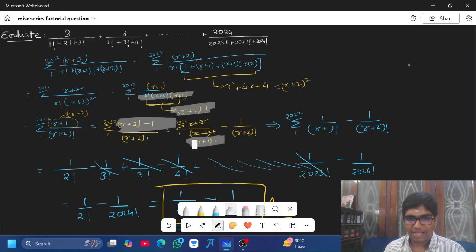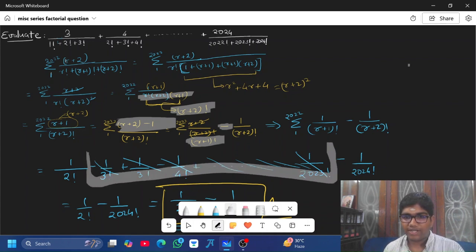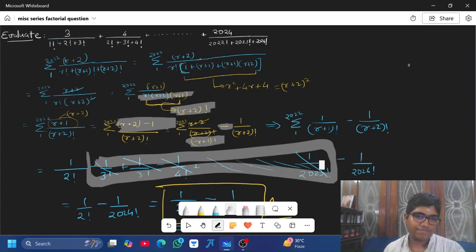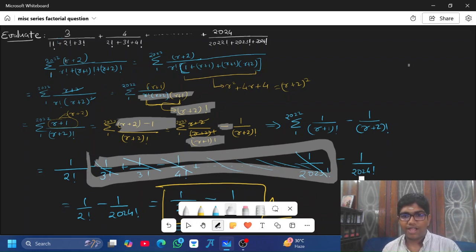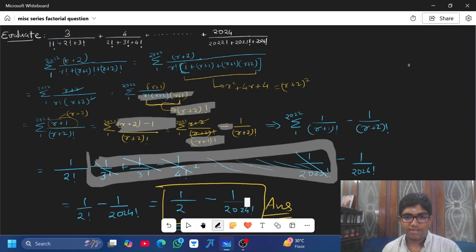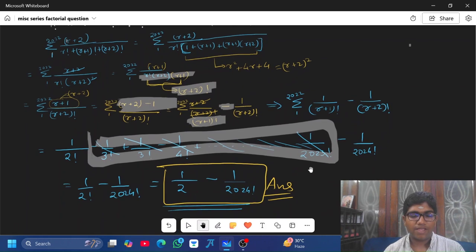From here it's just a matter of simplification, because you already got two consecutive terms with a negative sign in between, which led to cancellation of all the terms in between except the first and last term. And so we could evaluate our answer to be 1 by 2 minus 1 by 2024 factorial. Hope you enjoyed this and hope you learned how to simplify the factorial in the denominator. Keep learning, keep wondering.